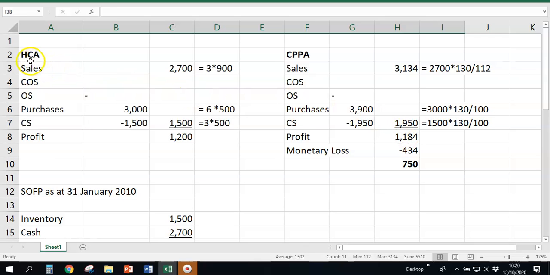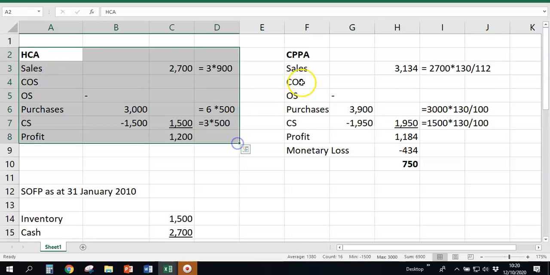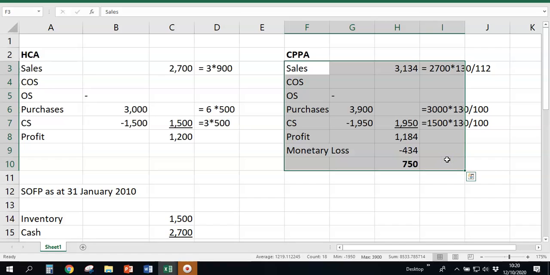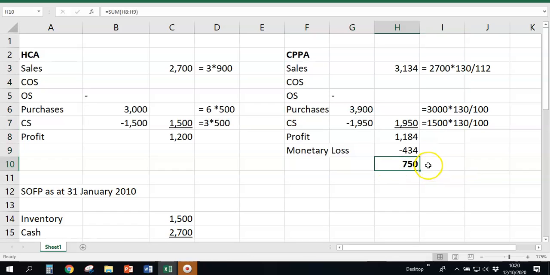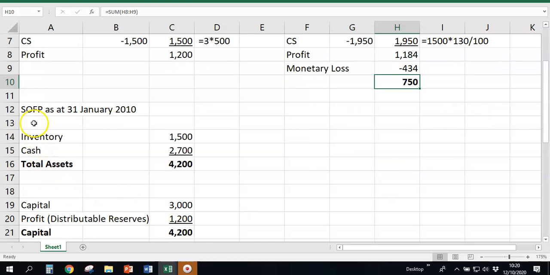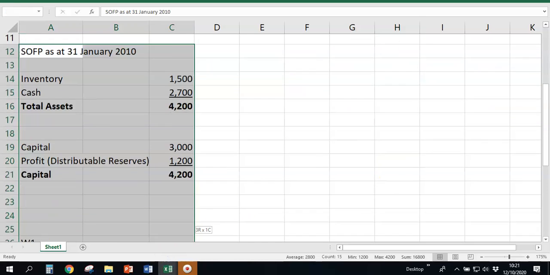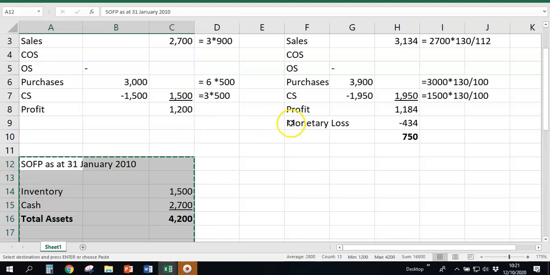That's fundamentally different than how you do historical cost accounting. We still have to see now the statement of financial position, how it's going to balance. But in this instance, you have your 750. That's the profit that we're going to look at in terms of being distributable. Statement of financial position then, we are going to balance it up.